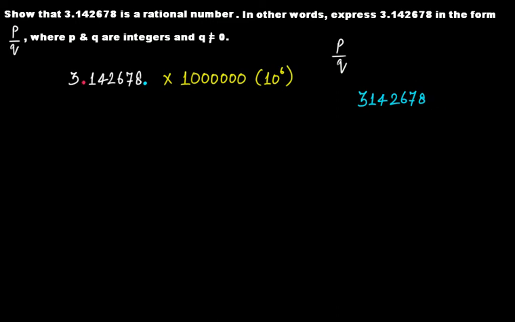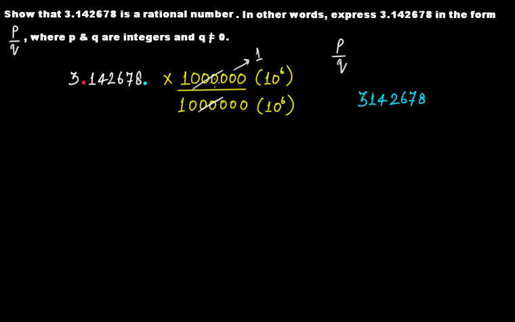Okay, but since we have multiplied this number by 10 raised to the power of 6, we'll have to divide the same number by 10 raised to the power of 6. Why? Because when you divide the numerator and the denominator by the same number, this becomes actually 1. So 1 multiplied by this number is going to be the same number, so the number will not change.